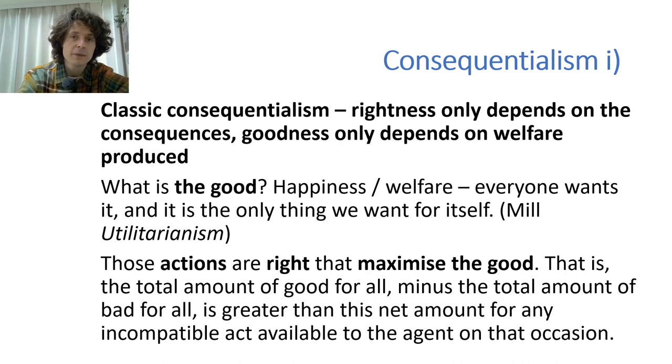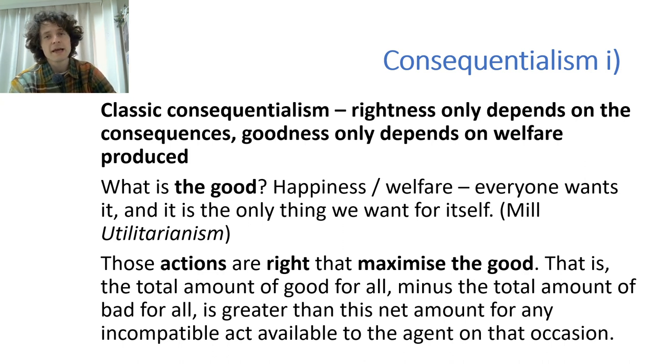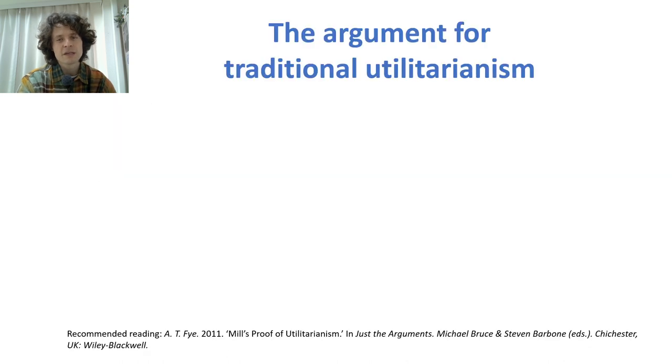Incompatible, that just means here that you can't do both B and C. If you can do both, maybe that's option D, and that leads to even more positive consequences, even higher increases in welfare, then you should do that. Always have to choose. You have a moral obligation, basically, to maximize the good, and that's why you should go this way, right? You should do the right thing. Now, what is the argument?